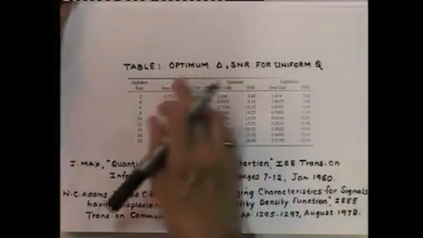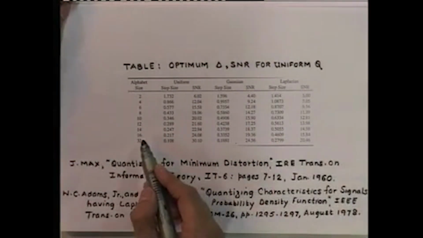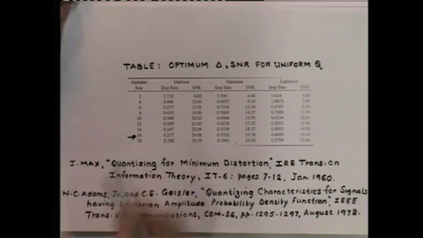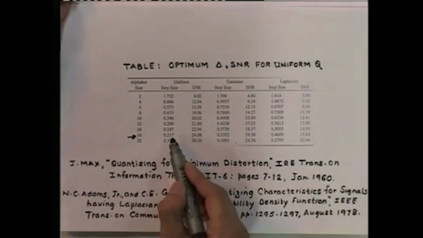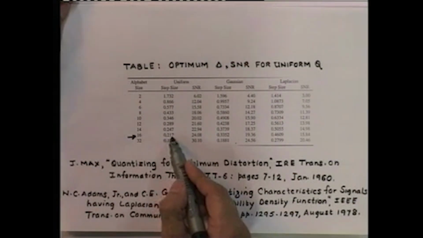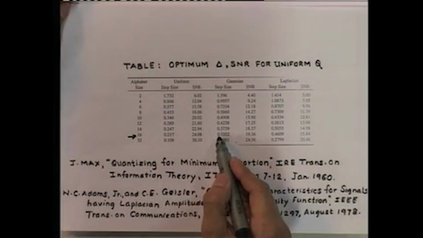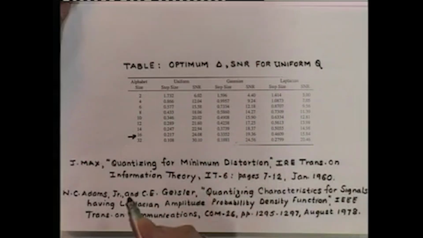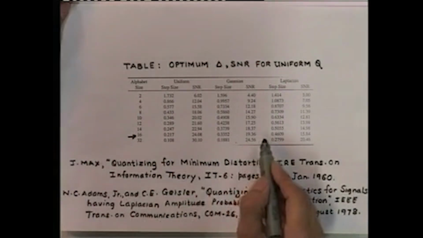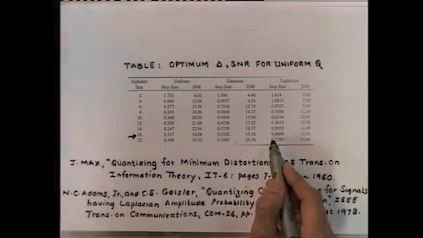Based on this argument, this table shows this effect. For example, for 16 levels, the step size for the uniform PDF is 0.217, whereas for the same alphabet size, the step size for the Gaussian PDF is 0.3352, whereas for the Laplacian PDF it is still larger, it is 0.4609.